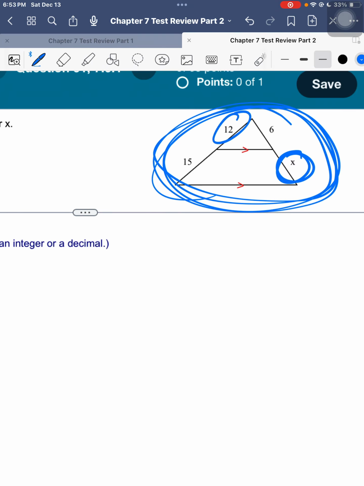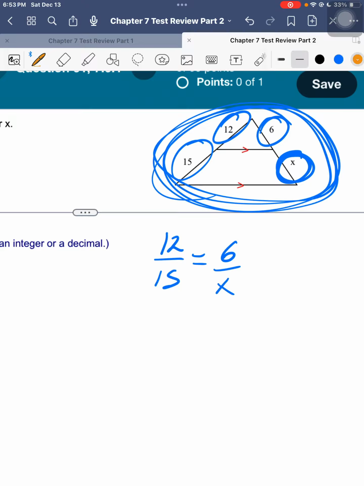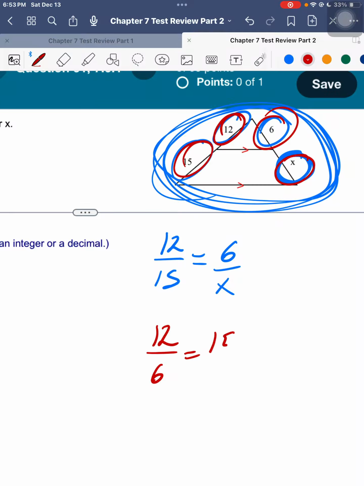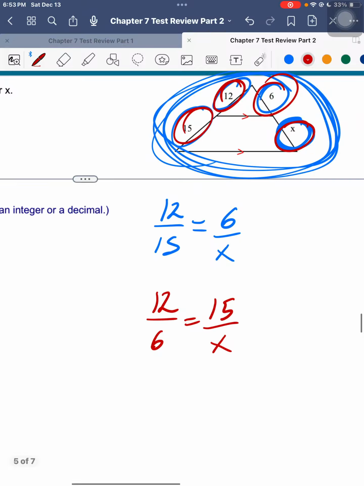I could either do 12 over 15 is equal to 6 over x. Or, I could also do 12 over 6 is equal to 15 over x. What's the only difference between these two proportions? I switched the means.